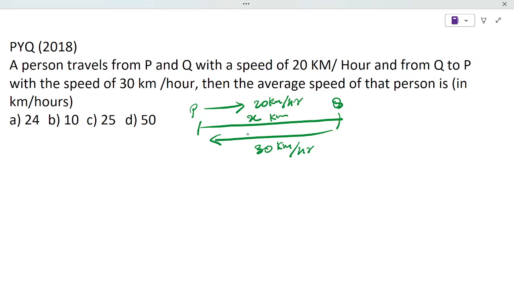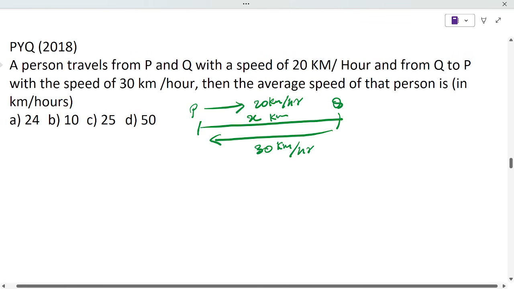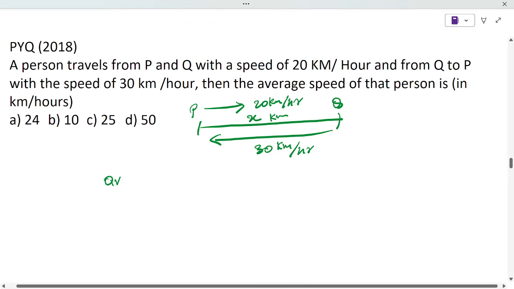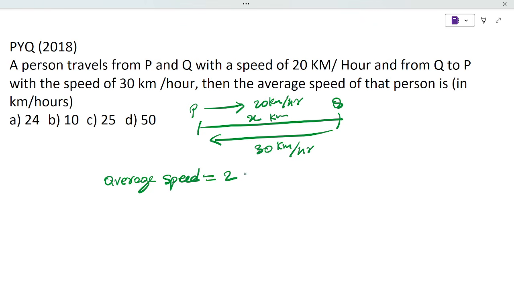Whenever you have two speeds traveling for the same distance, and the question asks us to find the average speed, then you use this formula. Average speed will be 2 times the multiplication of the two speeds, that means 20 km per hour and 30 km per hour, divided by 20 km per hour plus 30 km per hour.